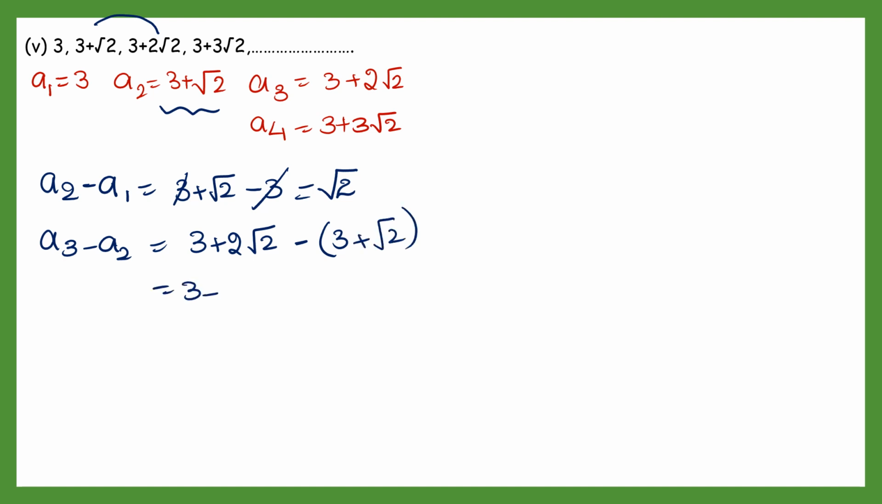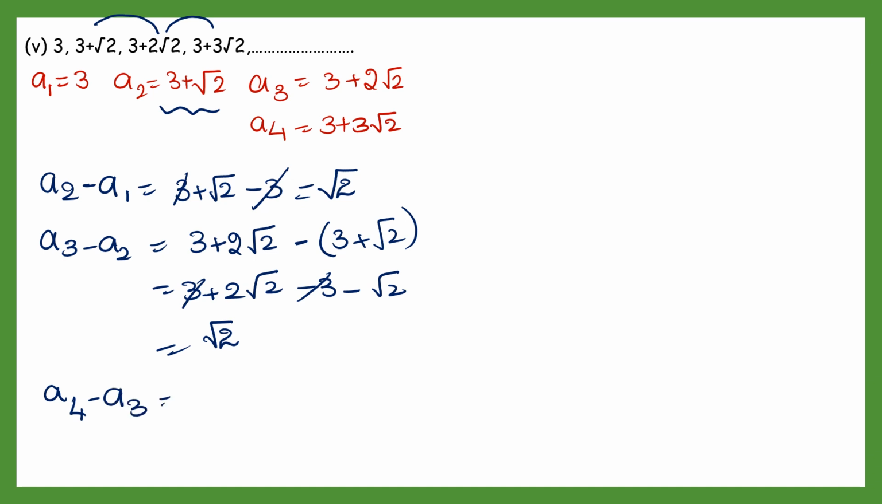So we get 3 plus 2 root 2 minus 3 minus root 2. Plus 3 minus 3 gets cancelled. 2 root 2 minus root 2, you get root 2. Now, third and fourth terms are also consecutive.